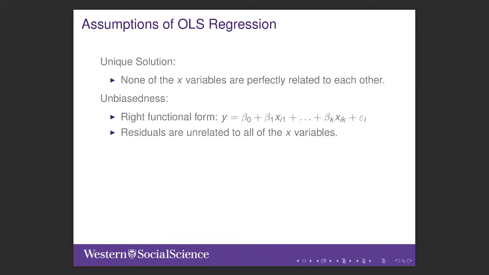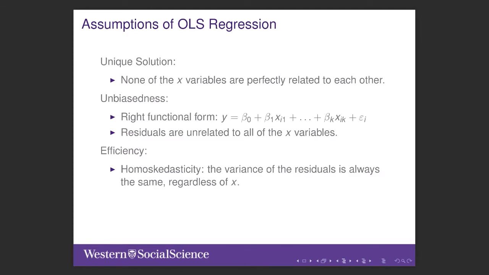The residuals also need to be unrelated to the x variables. This essentially means that there are no systematic variables affecting y that are also related to the x's that we have not included in the regression model. If both of these are true, then the results are unbiased.